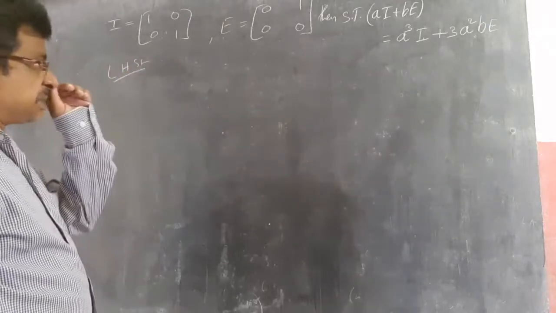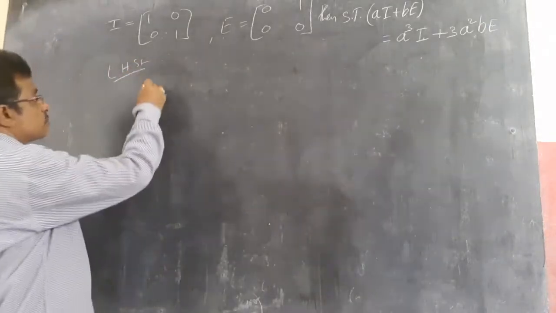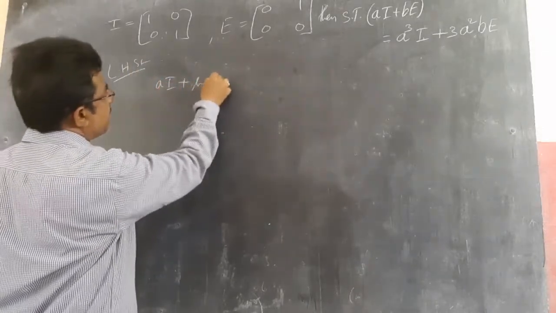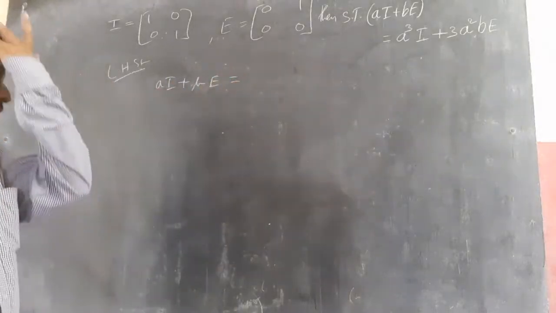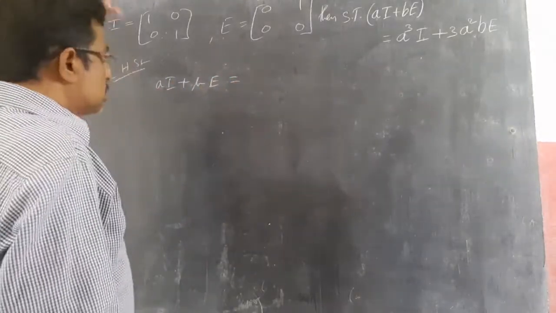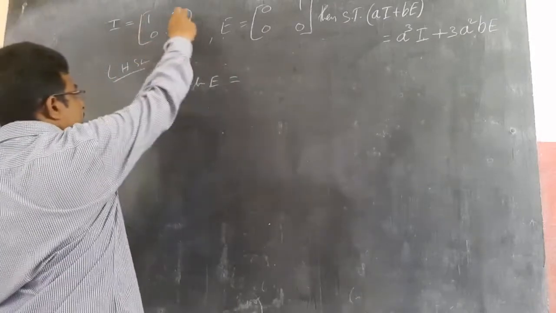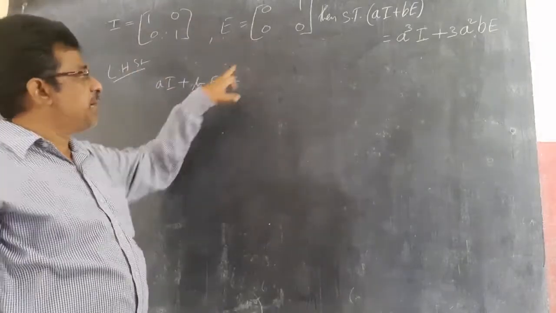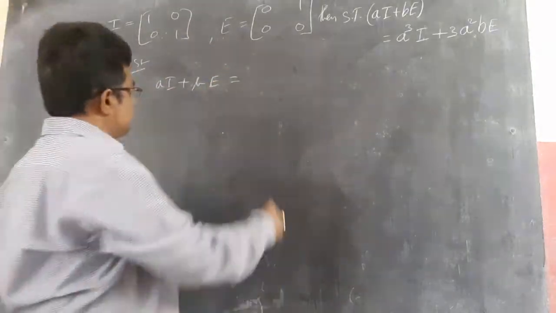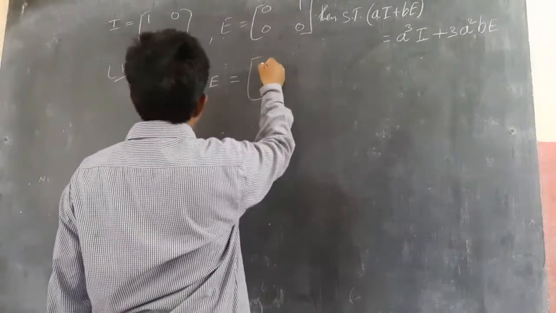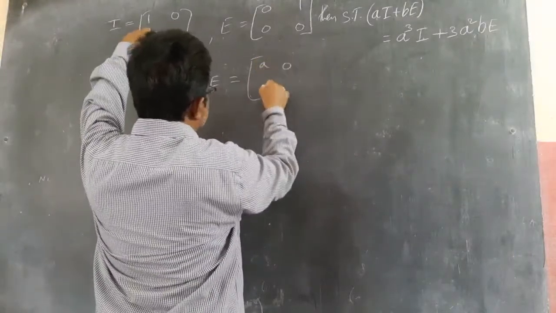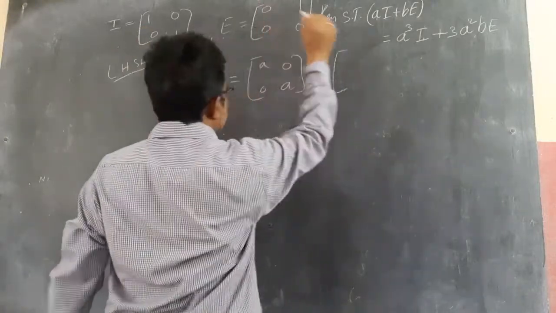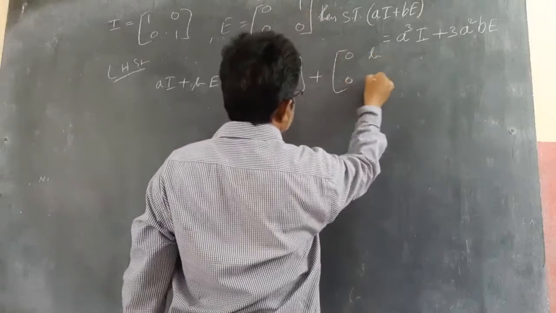So what is the LHS? It is (aI + bE)^3. First you find aI plus bE, then the cube will go further. How to find aI plus bE? Multiply I with the scalar a, and E with the scalar b, then add together. This becomes [a, 0; 0, a] plus [0, b; 0, 0].